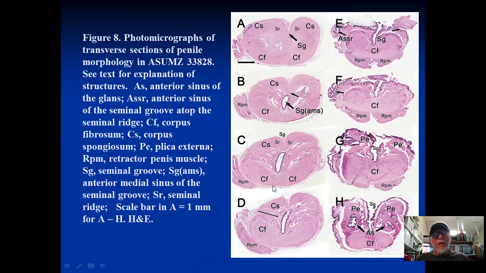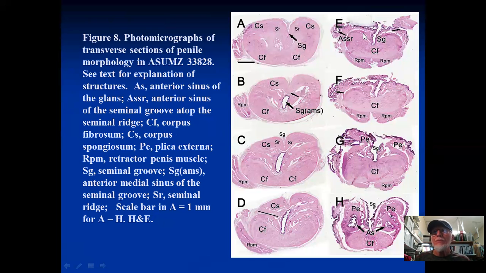Also, by the time we're in D here, we can see that the corpus spongiosum has become much reduced, and the corpus fibrosum is now bilobed, clearly bilobed. So here we have this anterior sinus still, anterior medial sinus of the seminal groove.